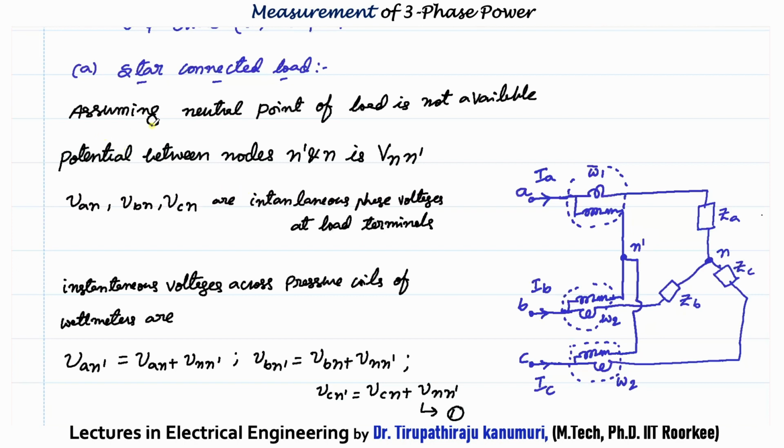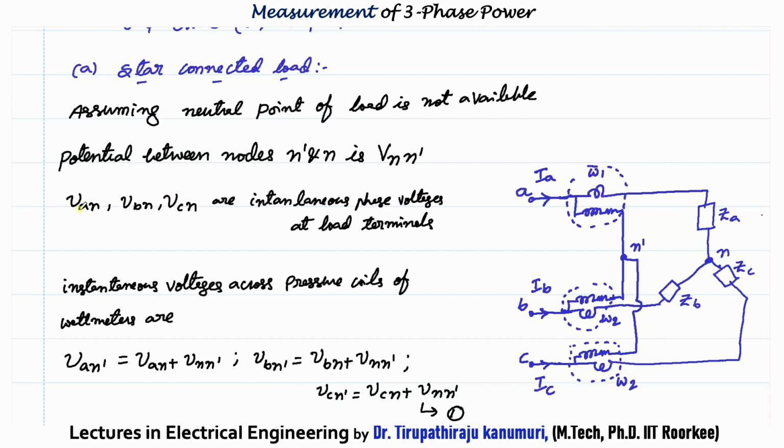For that, I am assuming the neutral point of the load is not available, and because N dash and N are not at the same potential, I am assuming N is at a higher potential compared to N dash. That means the potential is Vnn dash. Whenever you mention any voltage, the first term is at higher potential compared to the second one. That means Vnn dash indicates the voltage of N with respect to N dash. Please don't confuse. Similarly, the voltage of the respective phases I am representing by Van, Vbn and Vcn.